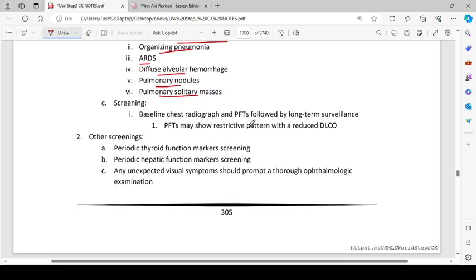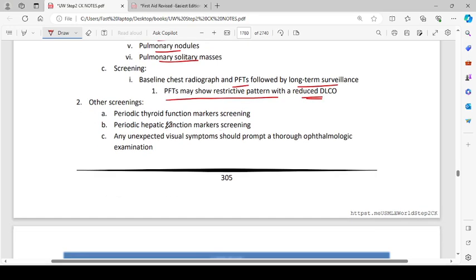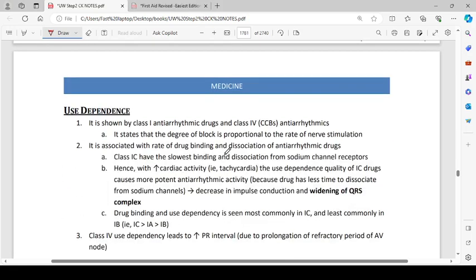Screening: baseline chest radiograph and pulmonary function tests followed by long-term surveillance. Pulmonary function tests may show a restrictive pattern with a reduced DLCO. Other screening includes periodic thyroid function markers and periodic hepatic function markers, and any unexpected visual symptom should prompt a thorough ophthalmologic examination as well.